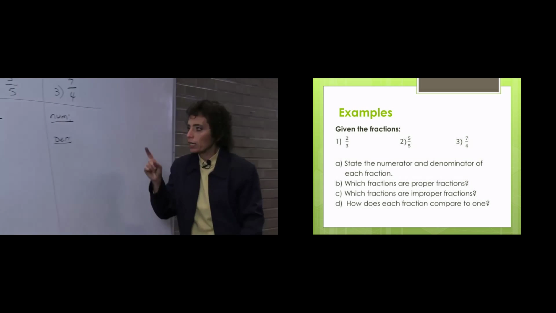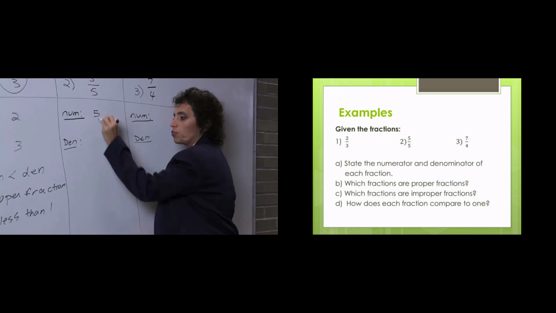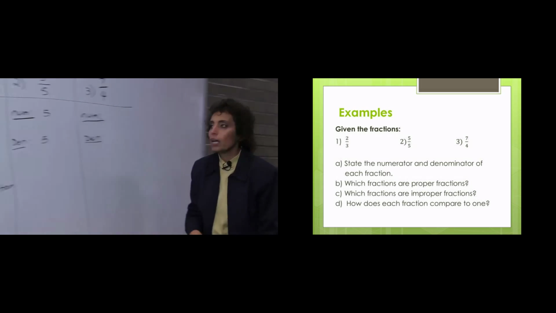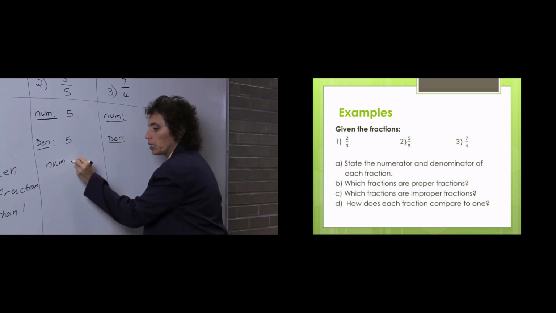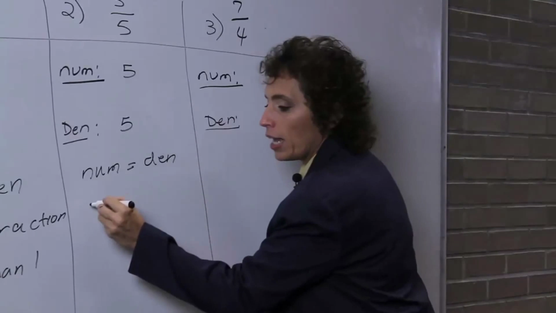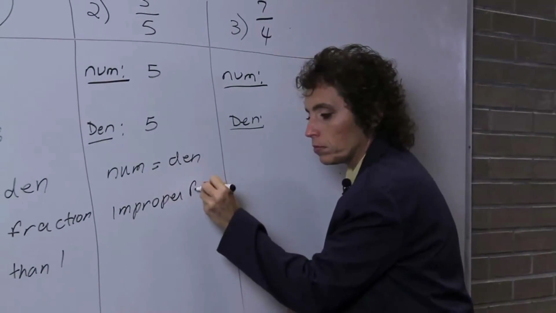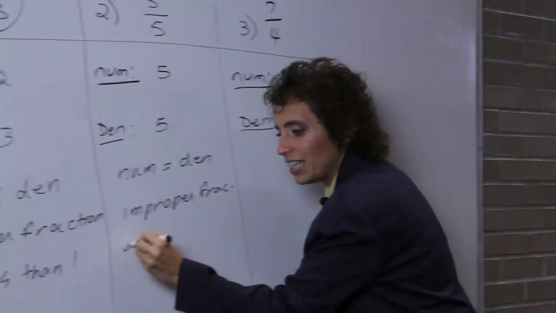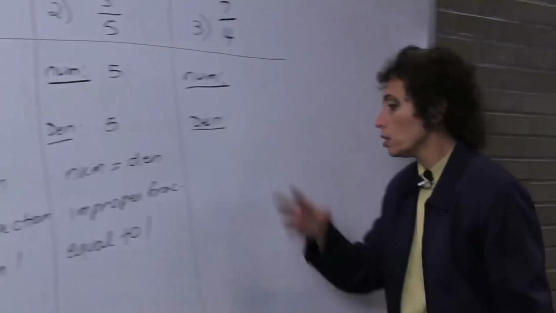Okay? So now let's look at 5/5. Oh, well, this is an easy question. The numerator is 5, the denominator is 5. And the numerator equals the denominator. So that makes that an improper fraction because it's equal to 1. And you knew it was equal to 1, right? That whole division rule.